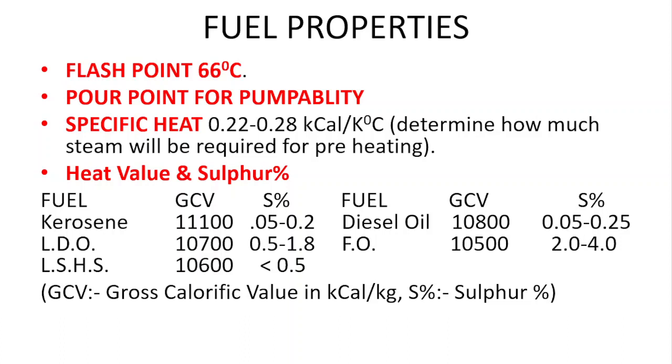The kerosene has the GCV of 11,100 and the sulfur percentage is 0.05 to 0.2. The LDO has got the GCV as 10,700. The LHS has got the GCV as 10,600. The sulfur content in LHS is more than 0.5, and in LDO the sulfur content is 0.5 to 1.8. The diesel oil and furnace oil have the GCV as 10,800 and 10,500. The sulfur content varies from 0.05 to 0.25 or 2 to 4.